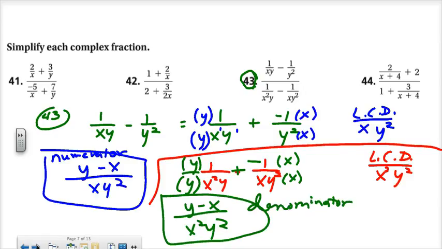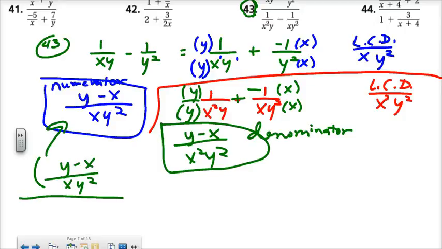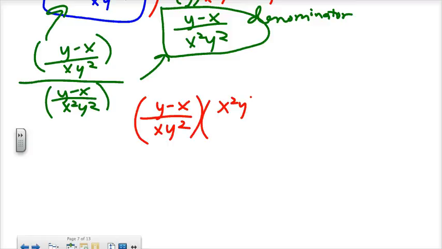Now I can't forget that what I have to do is divide these two. So I'm really going to take y minus x over xy squared, that was my numerator, and I'm going to divide it by my denominator, y minus x over x squared y squared. And that means I'm going to be multiplying by the reciprocal. So y minus x over xy squared times x squared y squared over y minus x. And I hope you saw that coming as we went through this, as you think about your division.